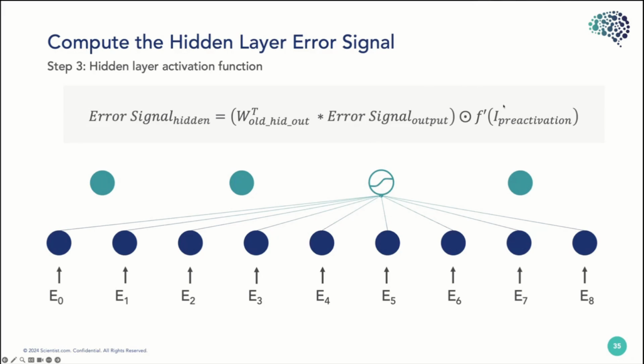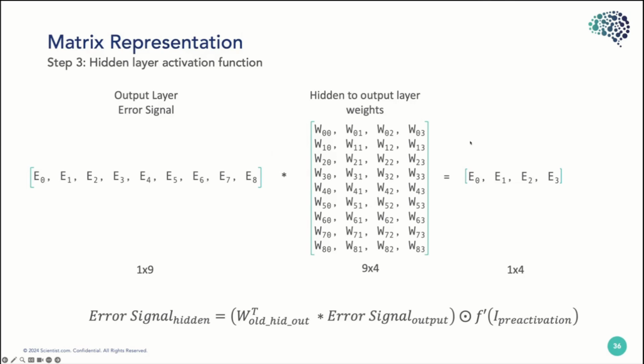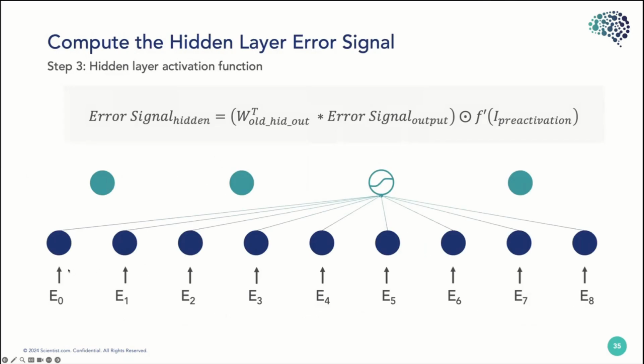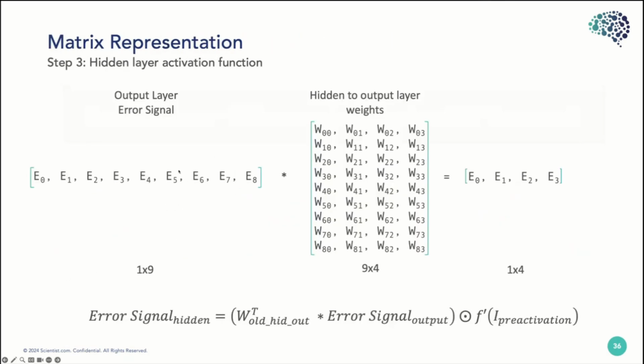And once again, you're going to multiply by the derivative of the activation function to account for how sensitive this node is to changes in its input. And that's going to give you the error signal for this layer. And then you repeat, right? This is a matrix representation of what we just did. So this is the same as when we fed forward. This is just feeding error backward through your network.